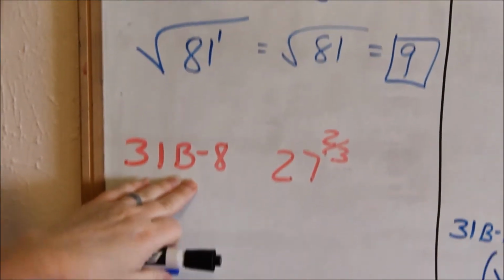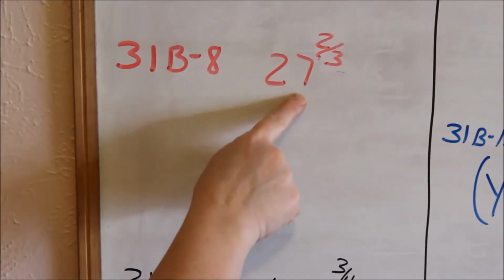Now go down to 31b, number 8. We're doing 27 to the 2/3.